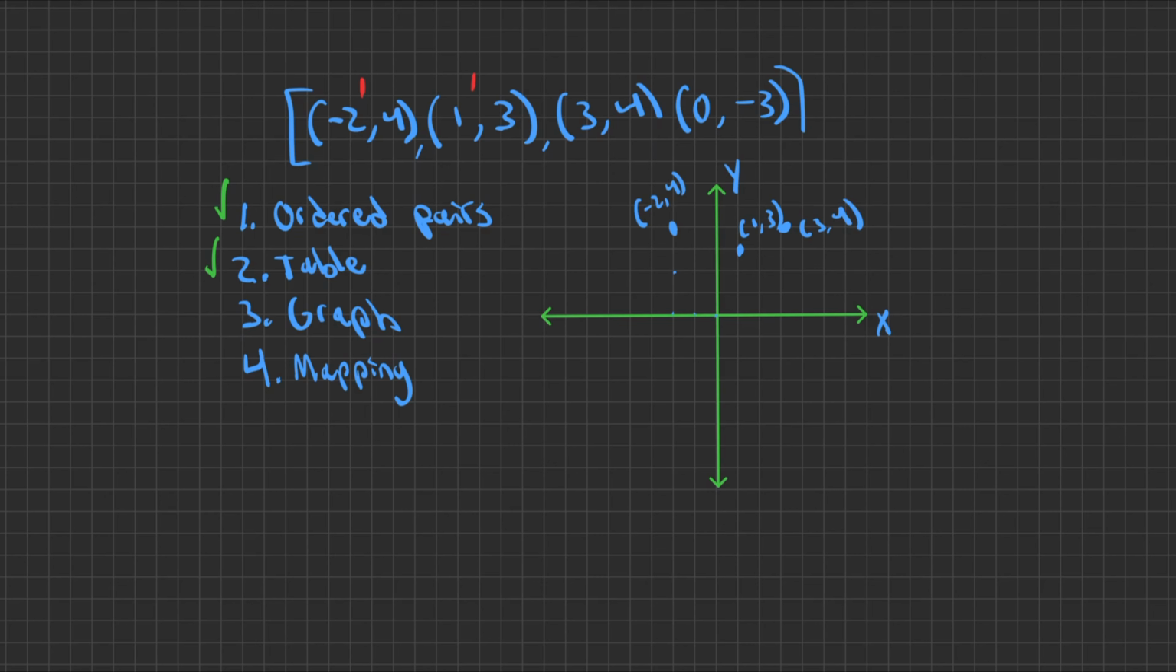And finally, we have 0. So we're not moving along the x-axis at all. -3. 1, 2, 3. 0, -3. That is our graph. All we have to do is just graph each of these points on a graph, and that is how we describe a relation using our graph.